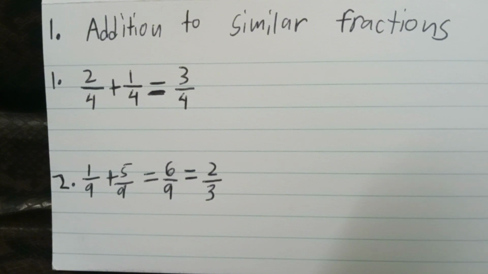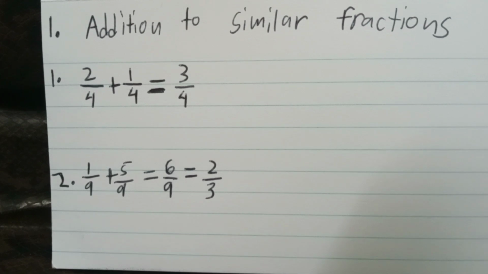So, the first step is check the denominators. The denominators should always be similar to each other. Like in number 1, 4 and 4 are our denominators. And then the second step is add our numerators. So 2 plus 1 equals 3. And then the third step is keep the denominator. And the last step is simplify if needed.